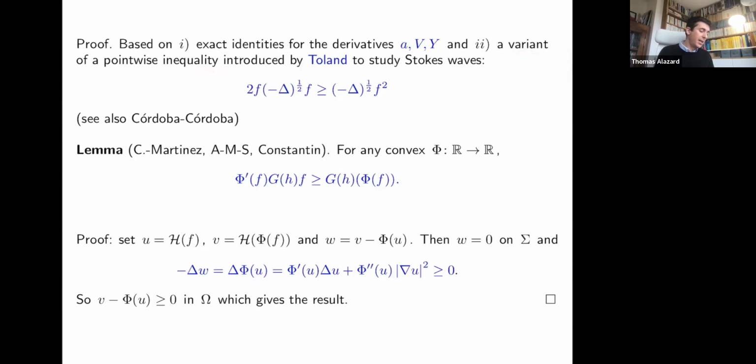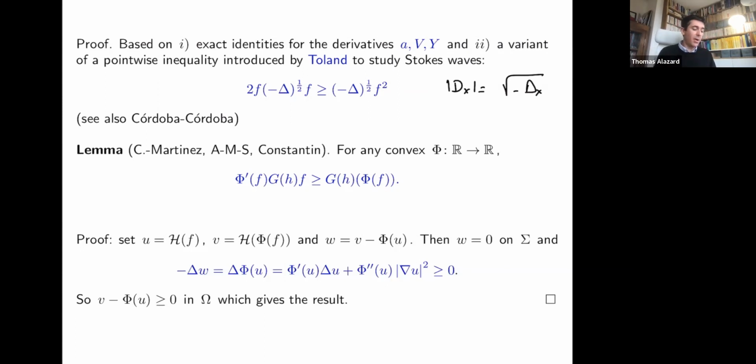Toland proves that there is this inequality for the fractional Laplacian. Namely, 2f times the fractional Laplacian acting on f is always bounded from below by the fractional Laplacian of f squared. This inequality was also derived independently by Antonio Córdoba and Diego Córdoba. It can be generalized in many directions, and for instance, there is this lemma obtained by Antonio Córdoba and Martinez, myself and Nicolas Meunier, or Peter Constantin, or variants of this lemma.